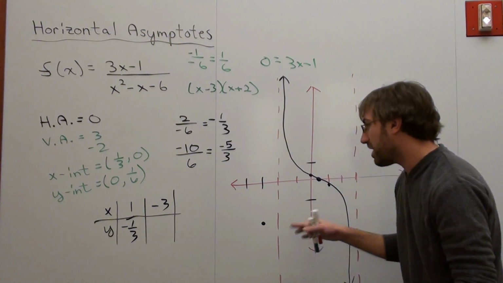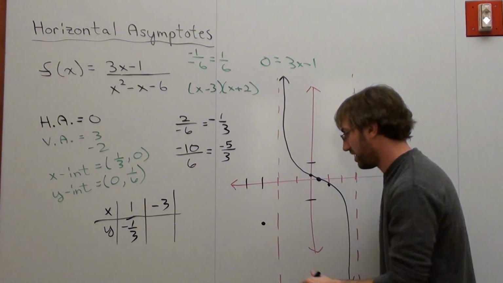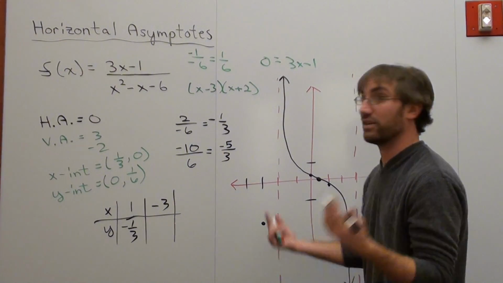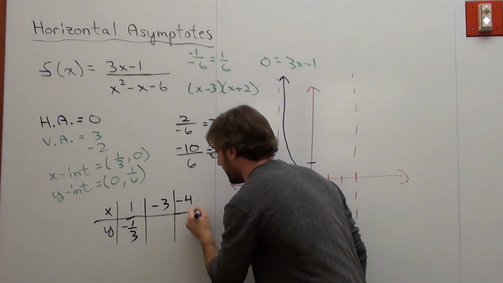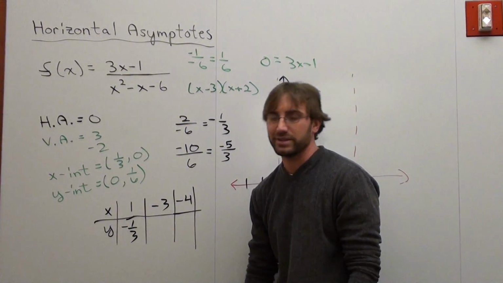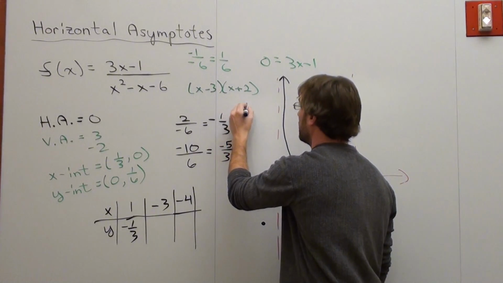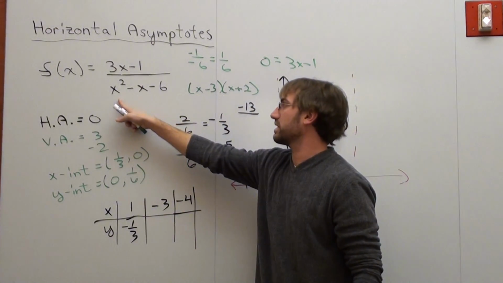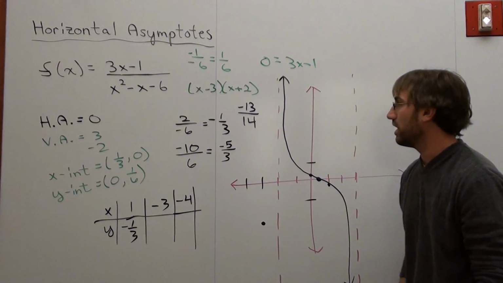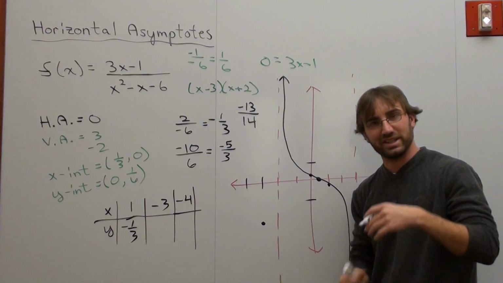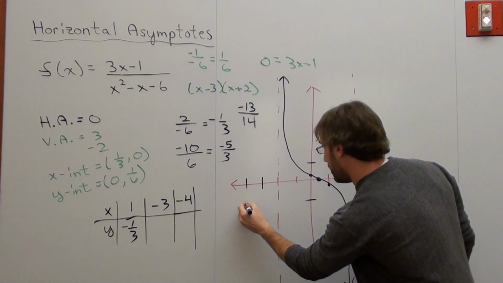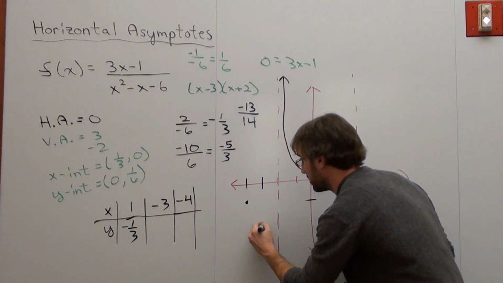I just want to make sure, just see what's going on. I think what's going to happen is it's going to go like this, but you can never be too sure. So let's test out the point negative 4. And when I test that out, I get negative 4 times 3 minus 1 is negative 13 over 16 minus, that's 20 minus 14, negative 13 over 14, which is like negative point, I don't know, negative 0.9 something. So it's got to be closer here. Okay, that's my speculation.